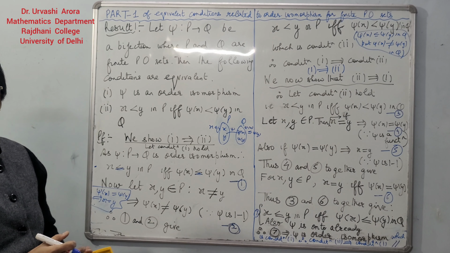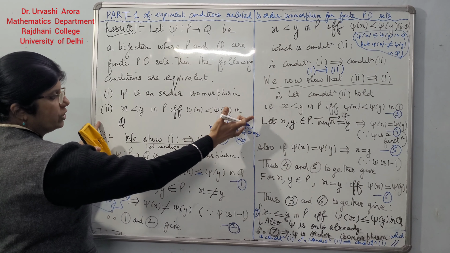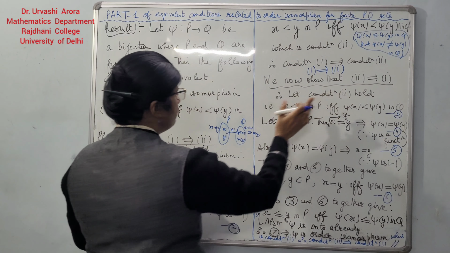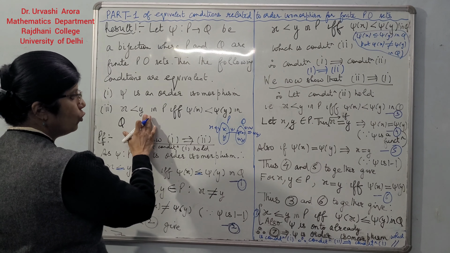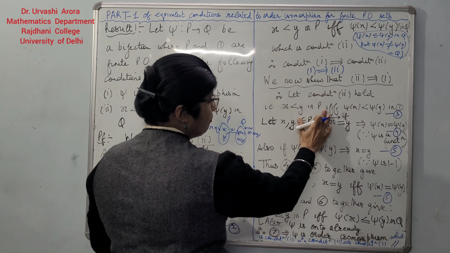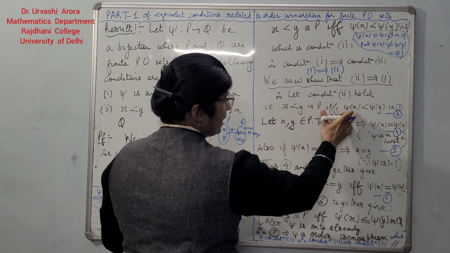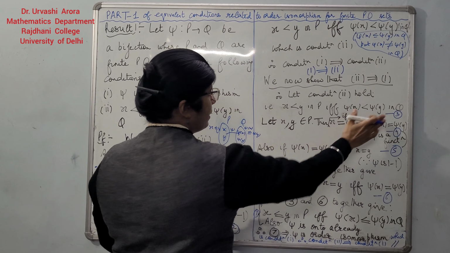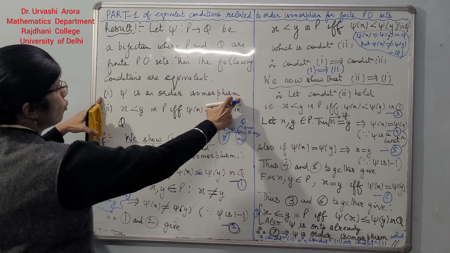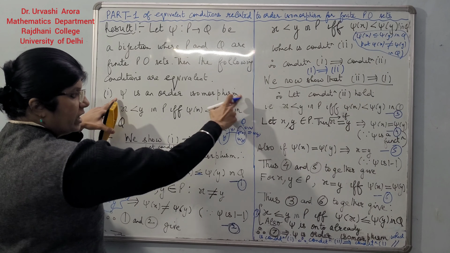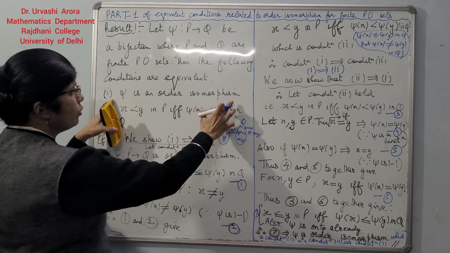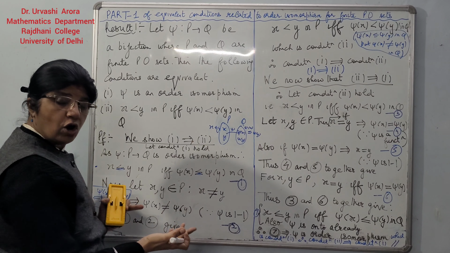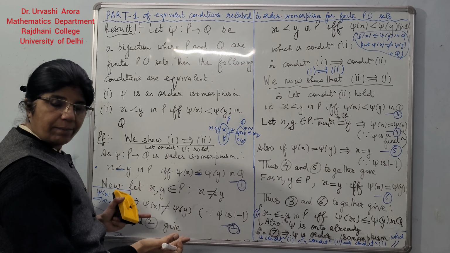Let me suppose the opposite. Suppose condition 2 is true and we have to show condition 1. So let condition 2 be true, which means that if x is strictly related to y in P, then this implies and is implied by psi x is strictly related to psi y in Q. This is true. We are marking this as 3. What we have to show is that psi is an order isomorphism. Now, in order to show that, we simply have to show that psi is onto and psi is an order embedding.